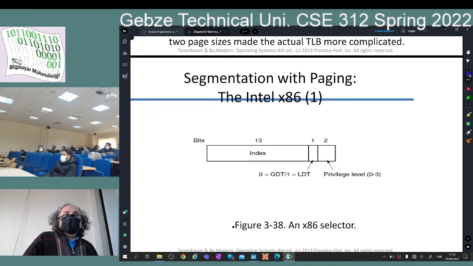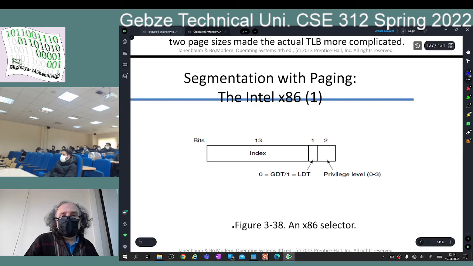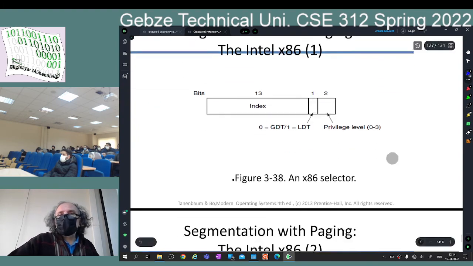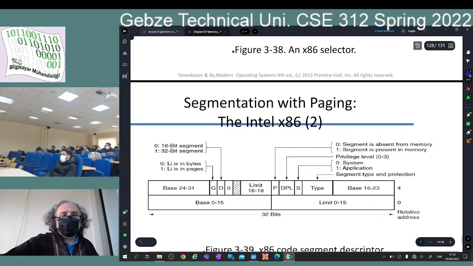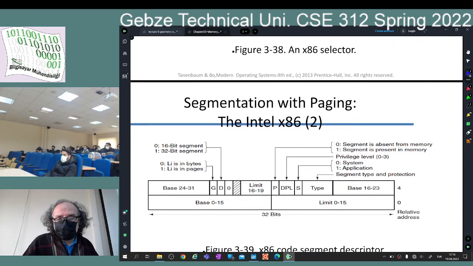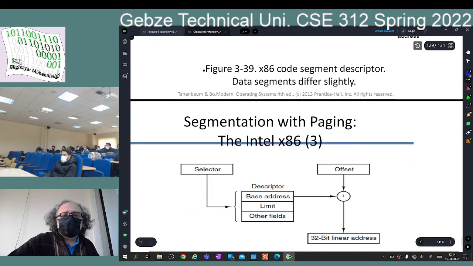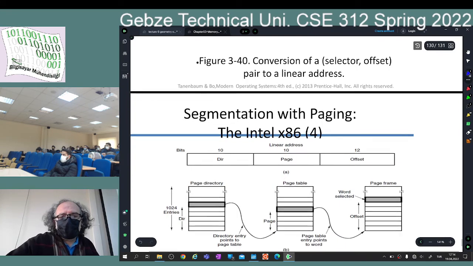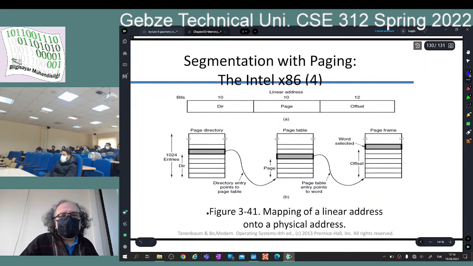Okay, and the Intel platform, as I said before, they tried to do the same thing. Segmentation with paging. I am not going to talk much about it, since we are not using this architecture now, but the idea is the same.